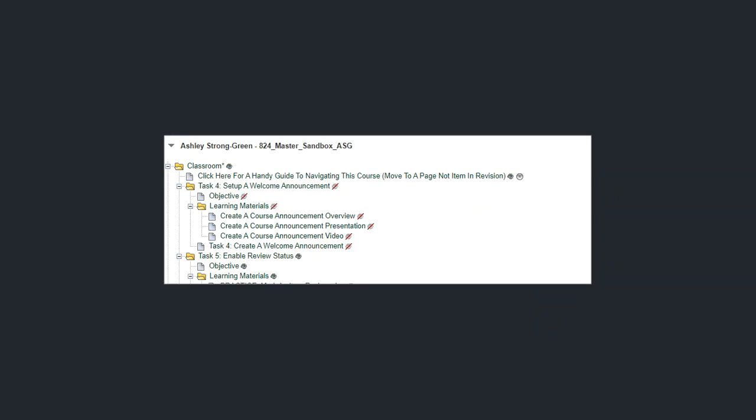And if I go back and I actually look at what this adaptive release setting is telling me, this red icon, or the eyeball with the red slash, is telling me that that content is not visible to the student. And when I look at this, I can see that this person has a clock without a check mark. So that's telling me this student has not marked the click here for a handy guide to navigating this course as reviewed. And because they haven't marked that item as reviewed, they are not able to see any of the things in the task 4 folder.